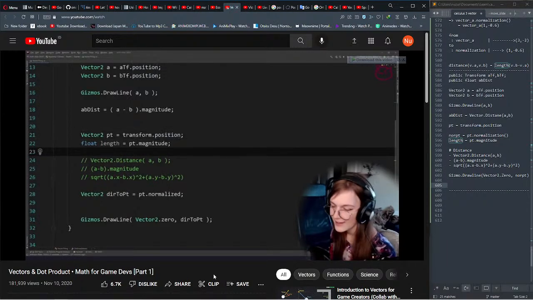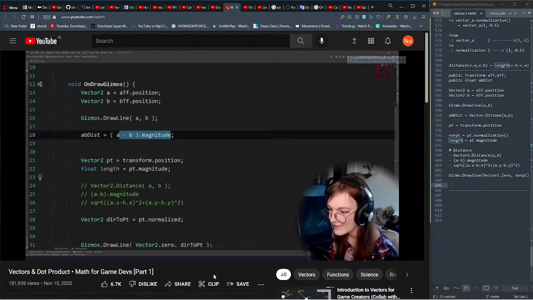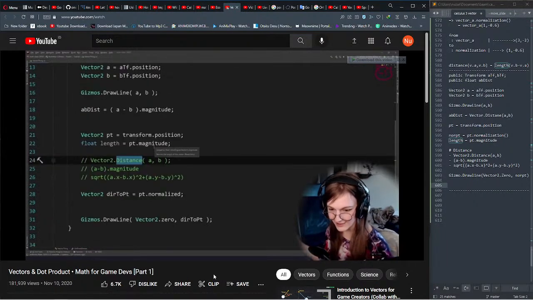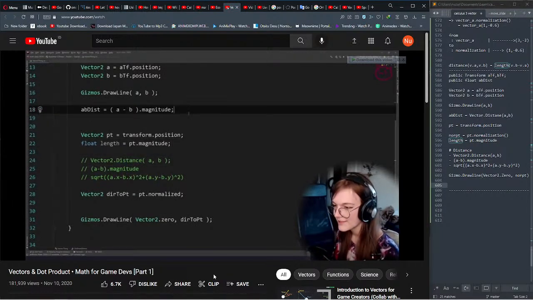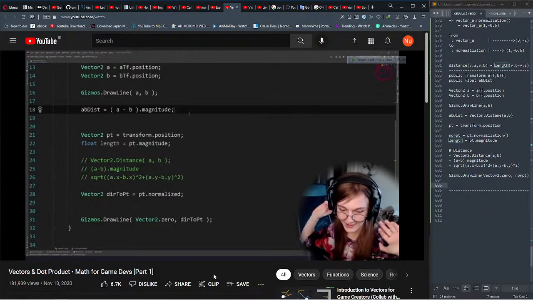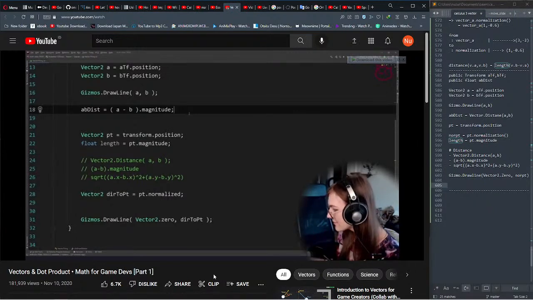And conversely, if you want to do the same math as this, but it's not a distance value, then using vector 2 dot distance is likely going to be more confusing than useful, right? So it kind of depends on the context. I personally really like being explicit and clear with my code.